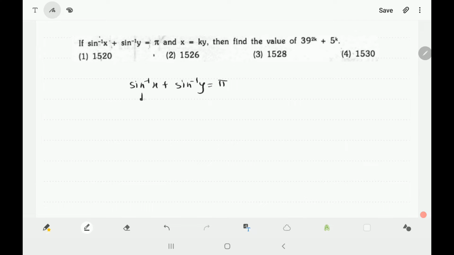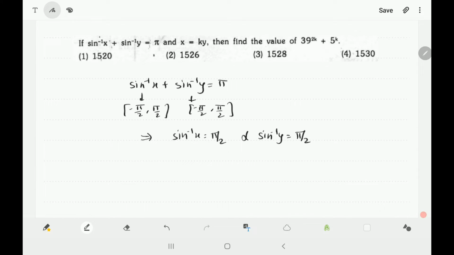It means sine inverse x has a range from minus pi by 2 to pi by 2 closed interval. Sine inverse y also has a range from minus pi by 2 to pi by 2 closed interval. Now this will be equal to pi only if sine inverse x is equal to pi by 2 and simultaneously sine inverse y is equal to pi by 2. Only in this case will the sum of these two terms be pi, because sine inverse x has maximum value pi by 2 and sine inverse y also has maximum value pi by 2. It means x is equal to 1 and y is equal to 1.